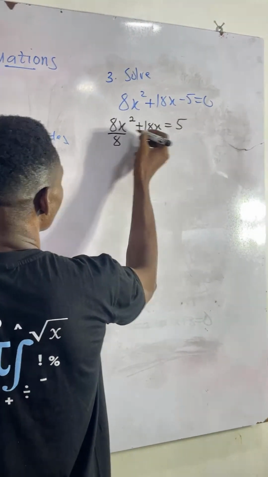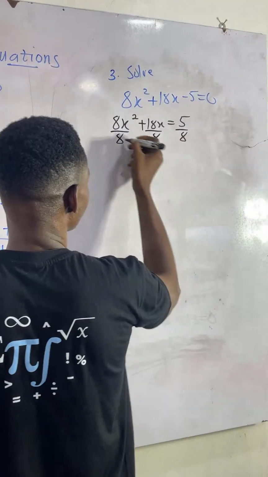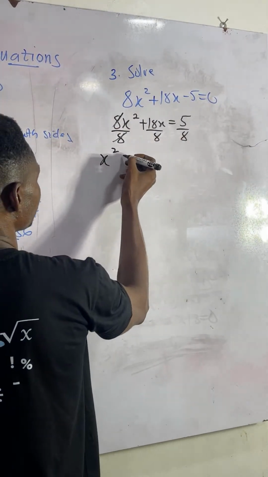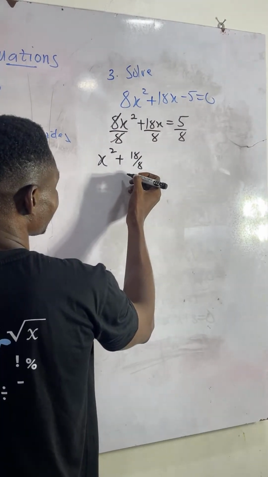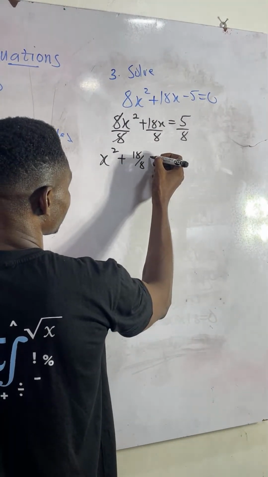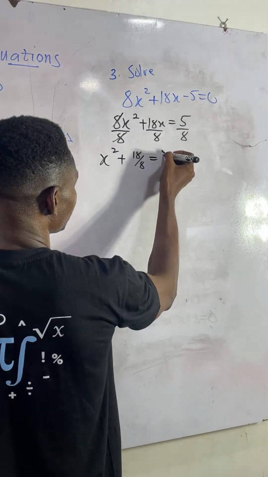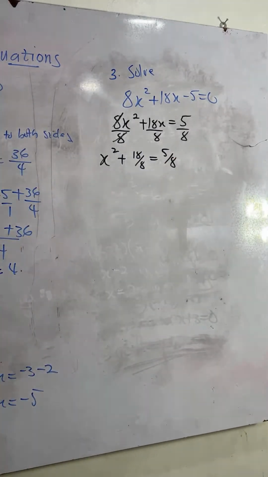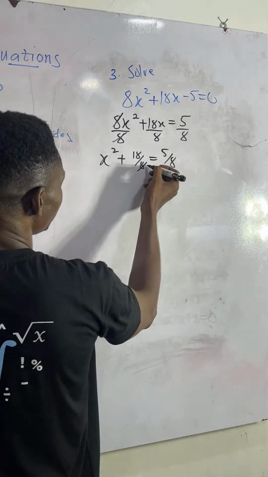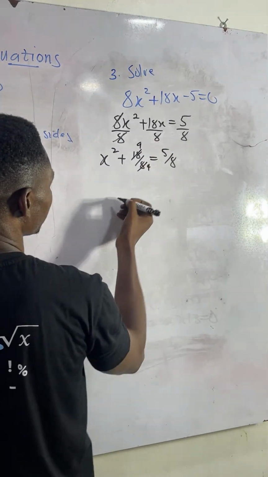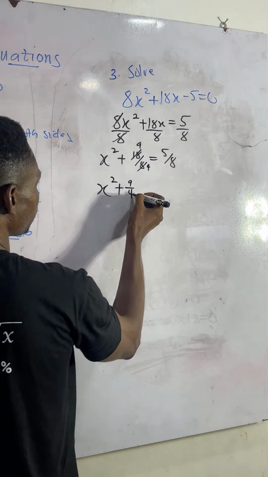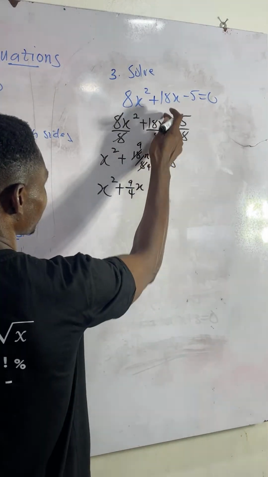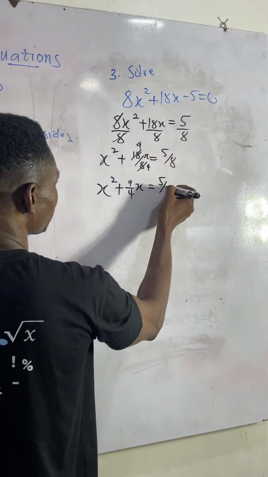So over 8, over 8, over 8. So we'll have x squared plus 18 over 8x equal to 5 over 8. Yes, right? Okay, so 2 in 8 is 4, 2 in 18 is 9. So what we'll have is x squared plus 9 over 4x, sorry, there's an x here, equal to 5 over 8.